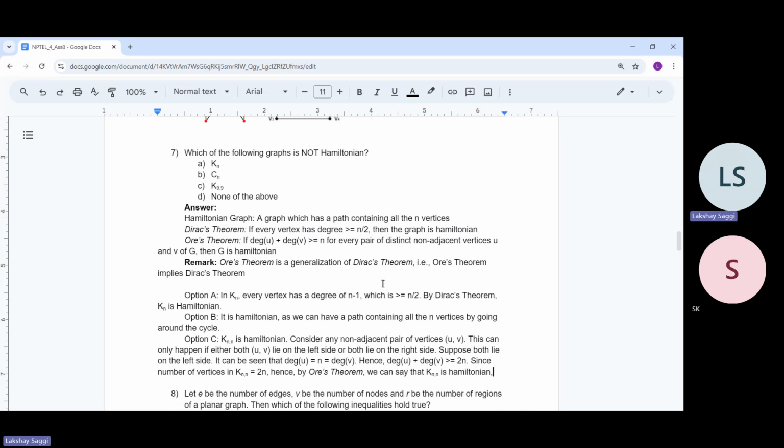K(9,9) is just a special case of K(n,n), putting n equal to 9. So this is also Hamiltonian. So option C is also Hamiltonian, B is Hamiltonian, A is Hamiltonian. So the answer is option D, none of the above. Hence, option D is correct.